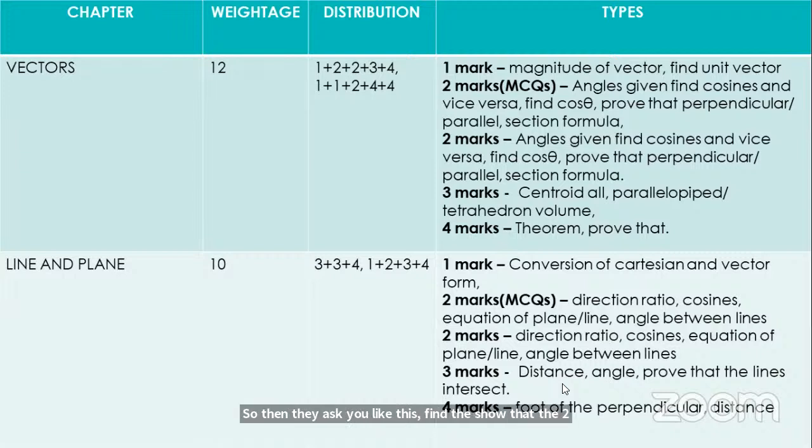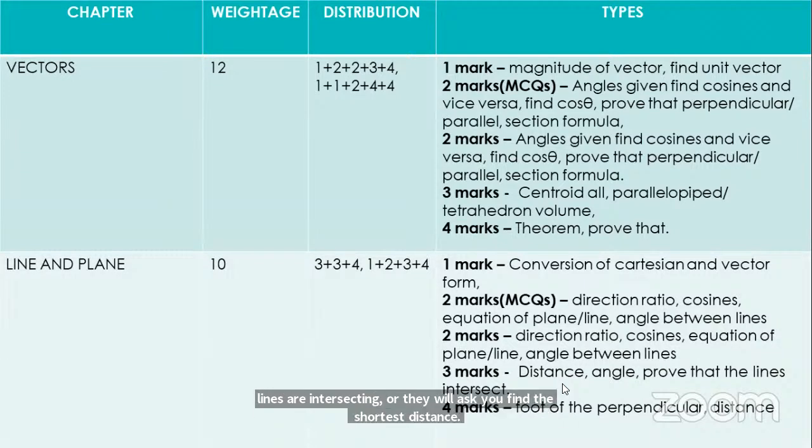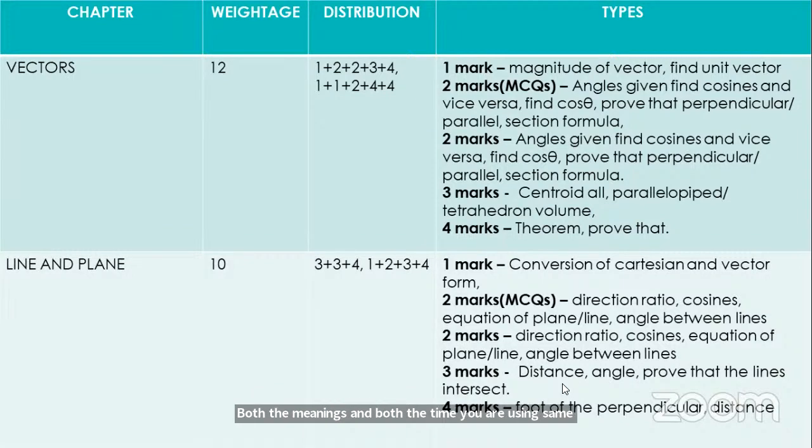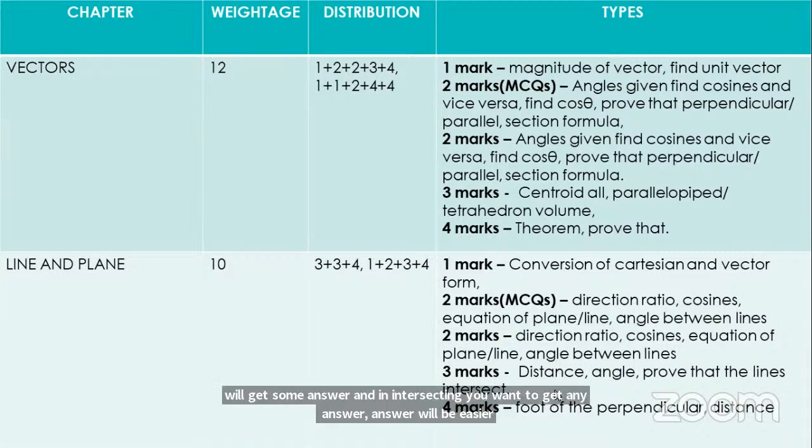Or they will ask you find the shortest distance. Both the meanings and both the time you are using same formula. Okay, same formula you will use, but only for shortest distance you will get some answer, and in intersecting you won't get any answer. Answer will be 0. Then you will say that both the lines are intersecting. There is no distance between two lines. Therefore, both are intersecting. Understood?